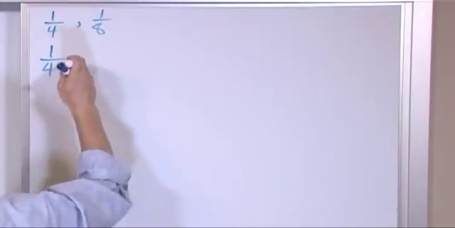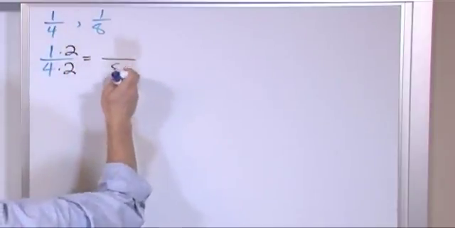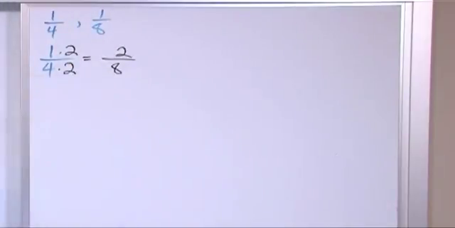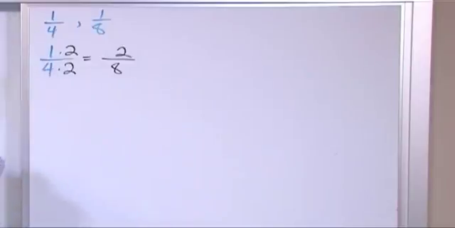And if I multiply the bottom by 2 and the top times 2, then on the bottom we're going to have 8. 4 times 2 is 8. 1 times 2 is 2. So this fraction, this 2/8 fraction, is exactly the same amount of pizza, so to speak, as the 1/4 of the pizza. It represents the same thing.